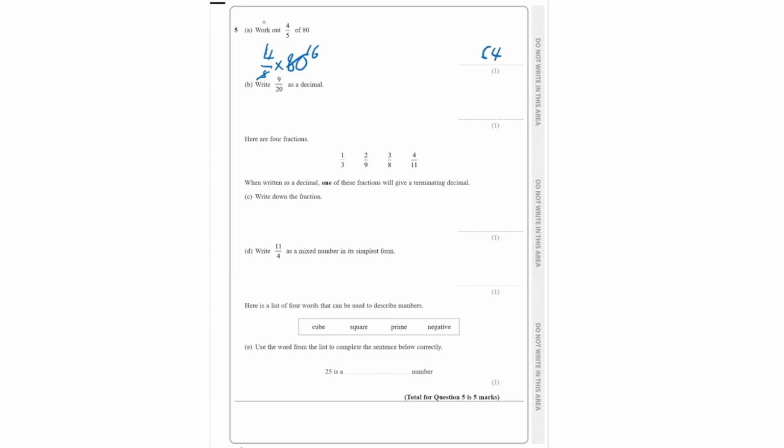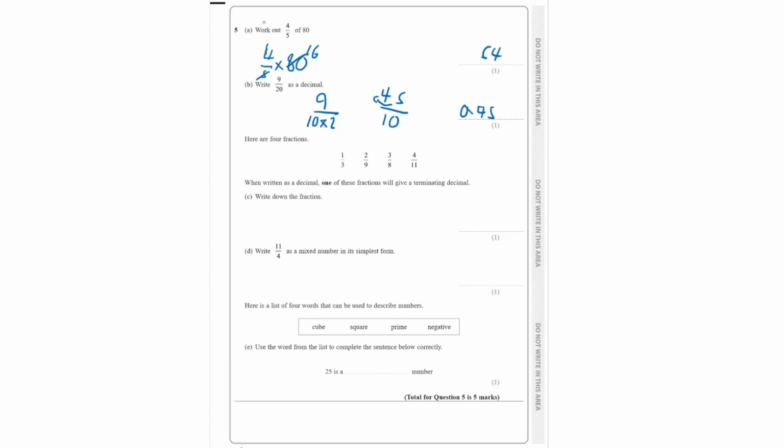Write 9/20 as a decimal. Okay, now I can simplify this to 10 times 2, since 10 times 2 is 20, and we'll still get the same answer. 9 divided by 2 is simply 4.5. We write the same denominator as 10, and whenever dividing by 10, we simply move the decimal to the left by 1. So we get 0.45.